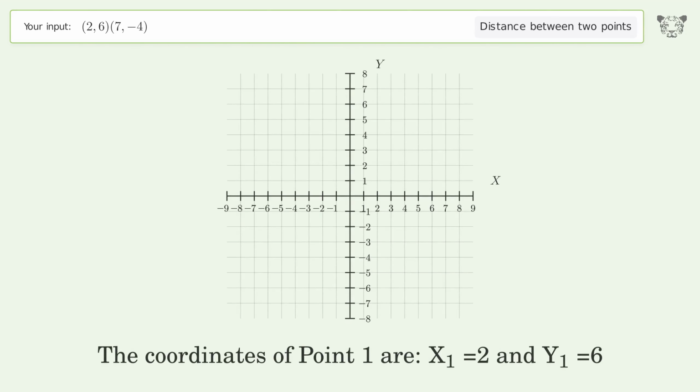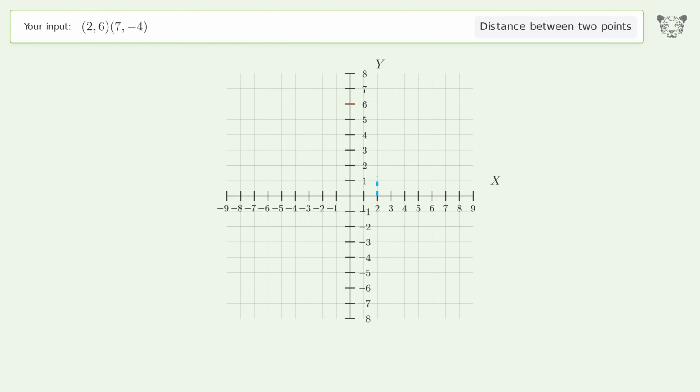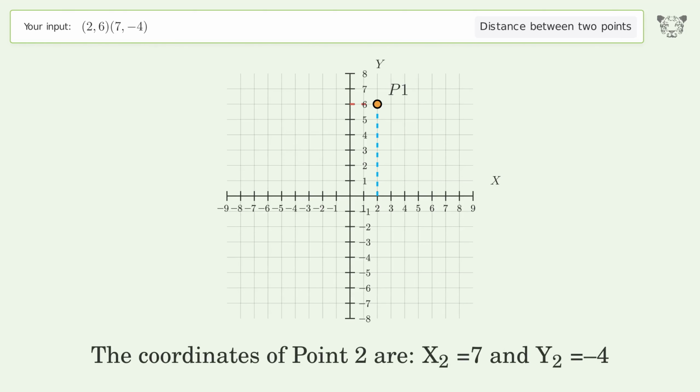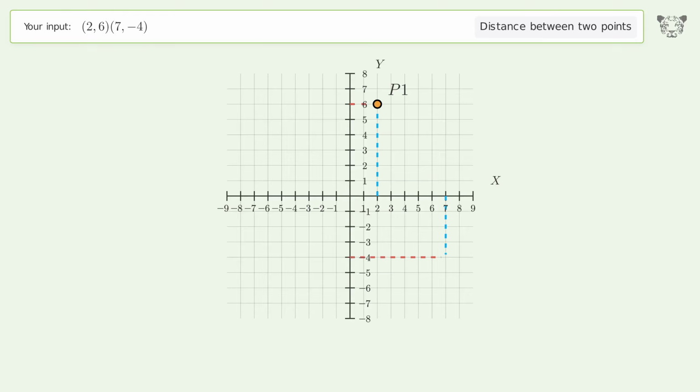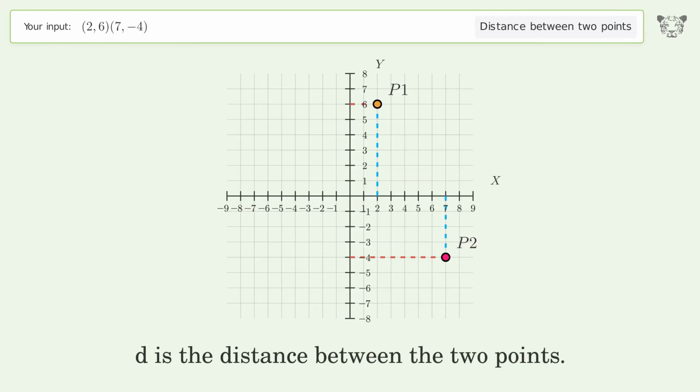The coordinates of point 1 are x1 equals 2 and y1 equals 6. The coordinates of point 2 are x2 equals 7 and y2 equals -4. D is the distance between the 2 points.